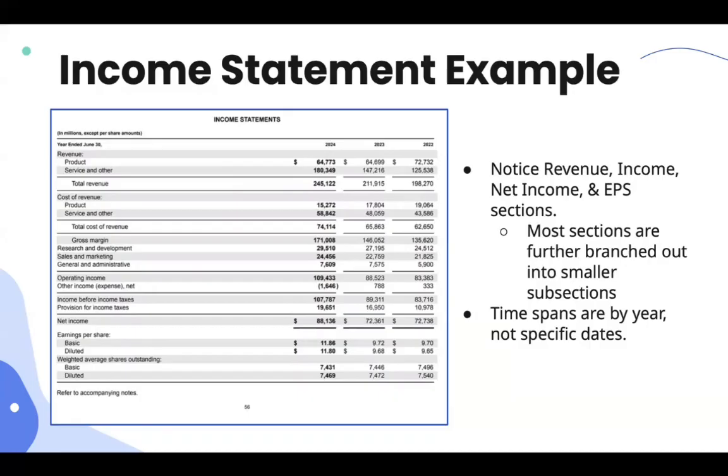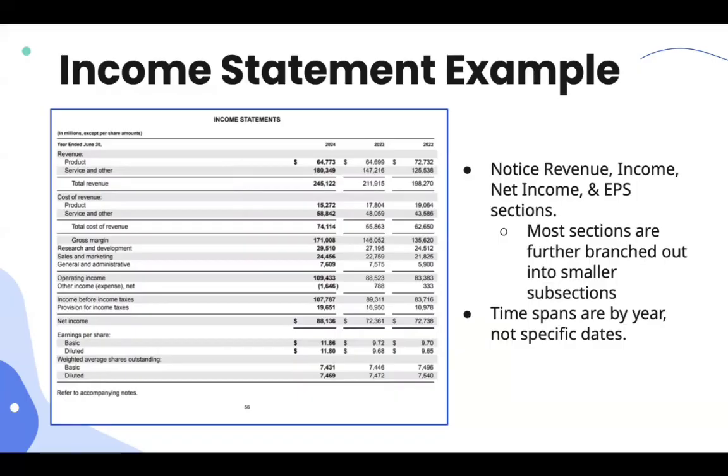One important thing to highlight is that the time span listed on the income statement is typically by year, not a specific date. This gives us a more comprehensive view of a company's financial performance over a set period, rather than just a snapshot of a single moment in time, like we see on the balance sheet.